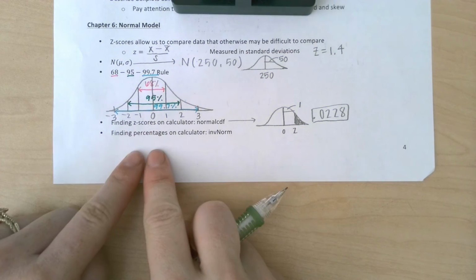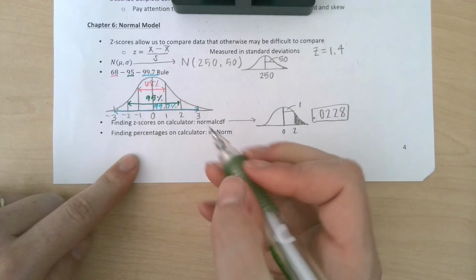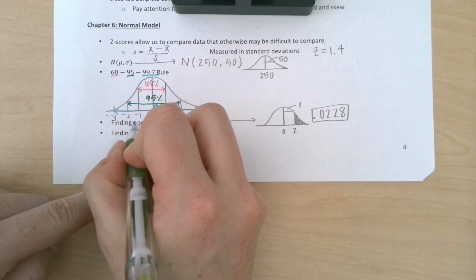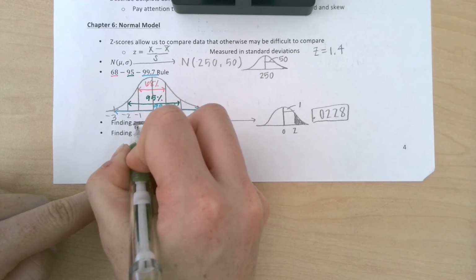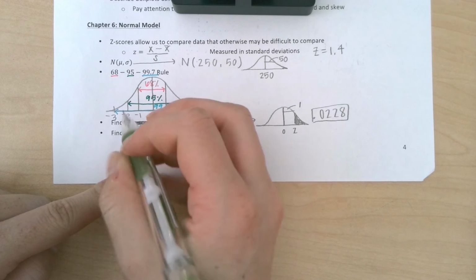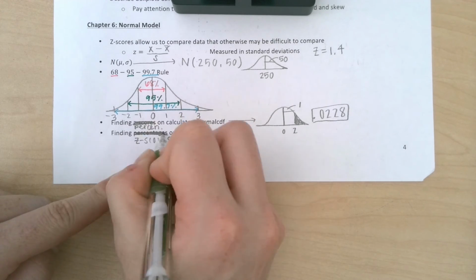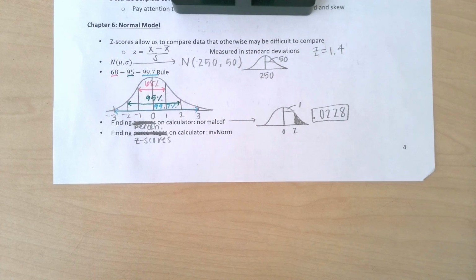Now I thought this was opposite, and this is wrong. If you're using normal CDF, this is actually finding the percentage, and inverse norm is finding the z-score. Go ahead and switch those for me, guys. Sorry about that.